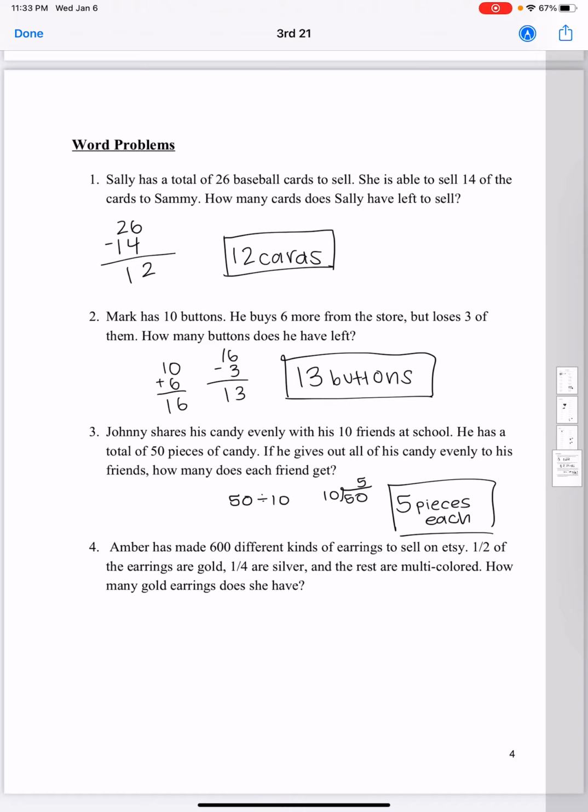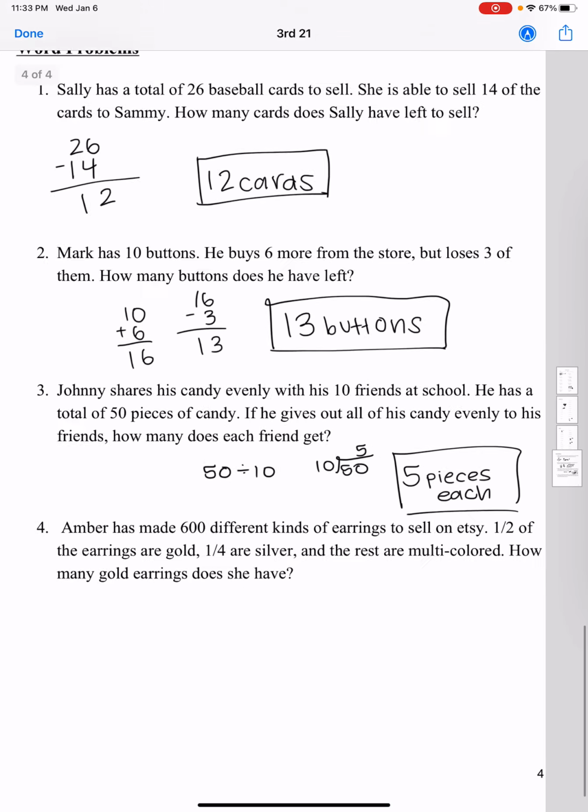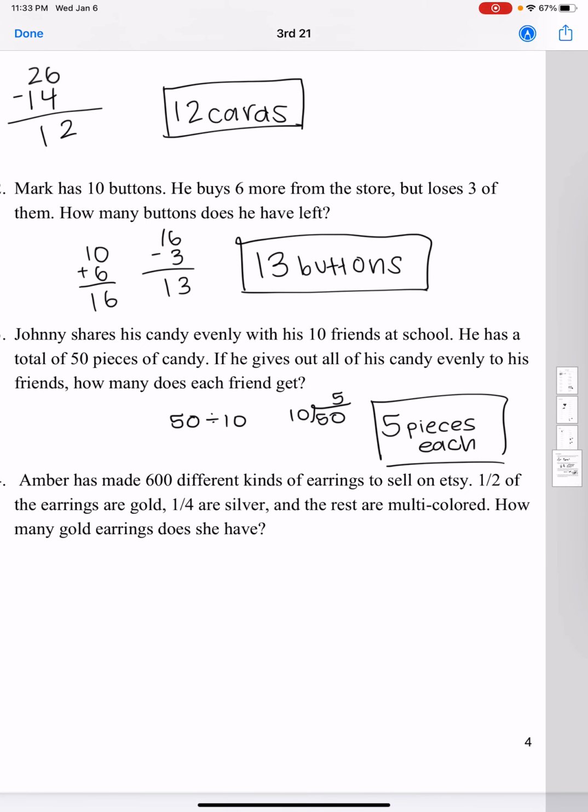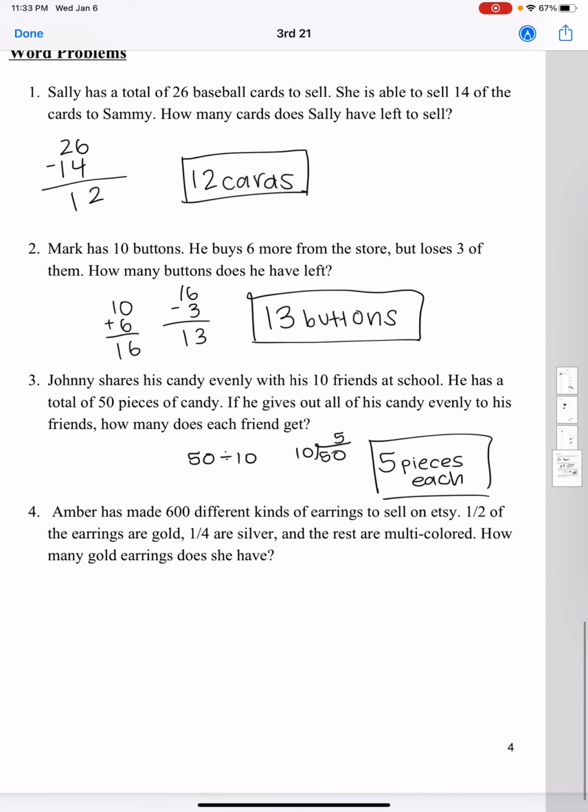For number 4, Amber has made 600 different kinds of earrings to sell on Etsy. 1/2 of the earrings are gold, 1/4 are silver, and the rest are multicolored. How many gold earrings does she have? So when we're looking at this question, we can ignore the fact about the silver and about the rest because they're asking how many gold earrings does she have. So we only have to focus on this number and this number. So we are trying to find 1/2 of 600. So how you do this is you just divide 600 by 2.